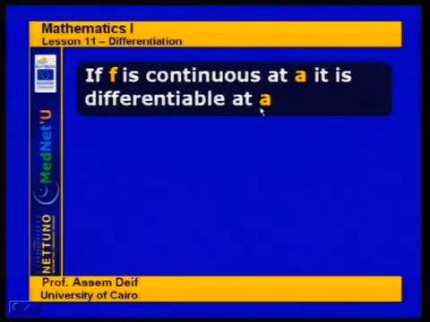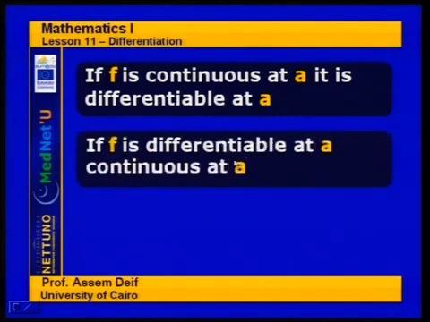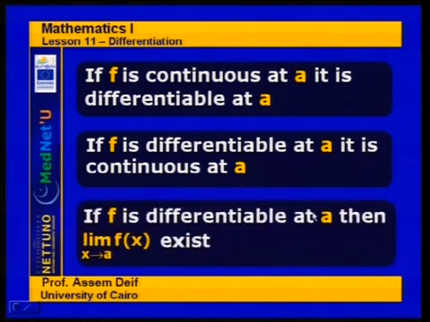So now, in fact, we can have some results. The results that we have reached so far are the following. First of all, if f is continuous at a, is it differentiable at a? No. Like, for example, modulus x. It is continuous at 0, but not differentiable at 0. Second question. If f is differentiable at a, is it continuous at a? Yes. If it is differentiable, therefore it is continuous. If f is differentiable at a, then does the limit of f of x exist? Yes, because if it is differentiable, then it is continuous, then the limit exists at the point a.